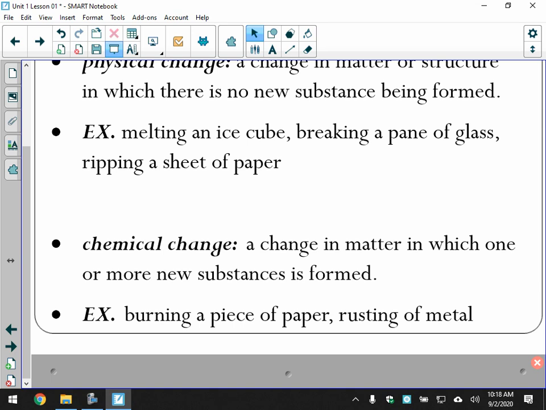Burning a piece of paper, that's an example of combustion. Rusting of metal. So you take iron plus oxygen plus water, and we get some iron hydroxide, iron(III) hydroxide, which is rust.